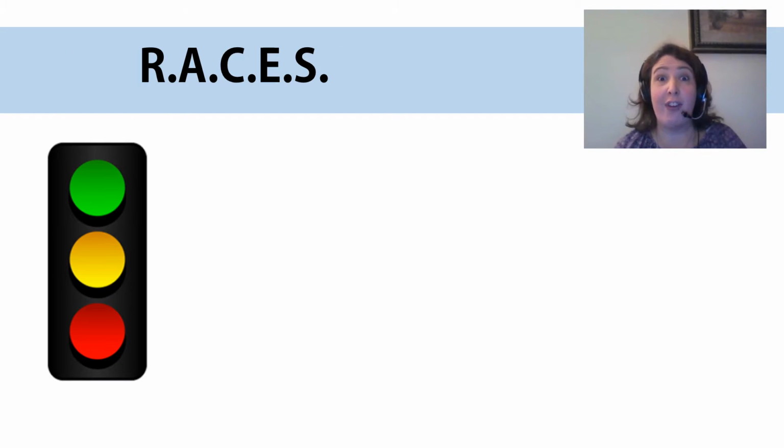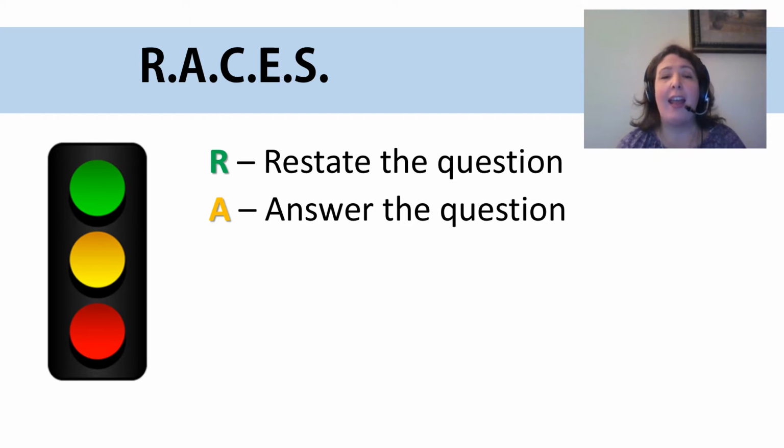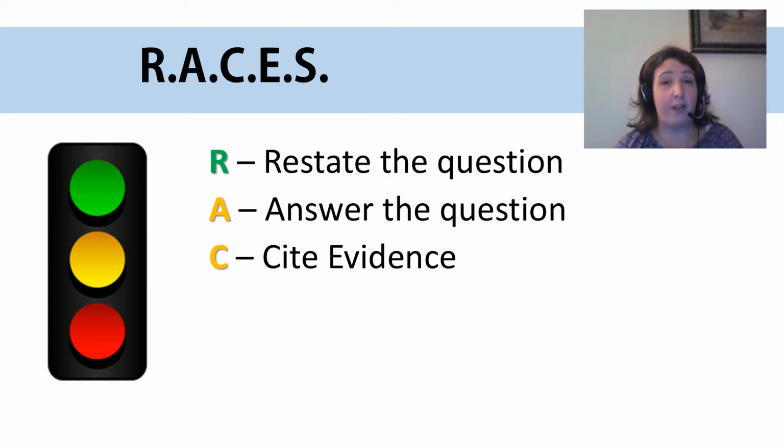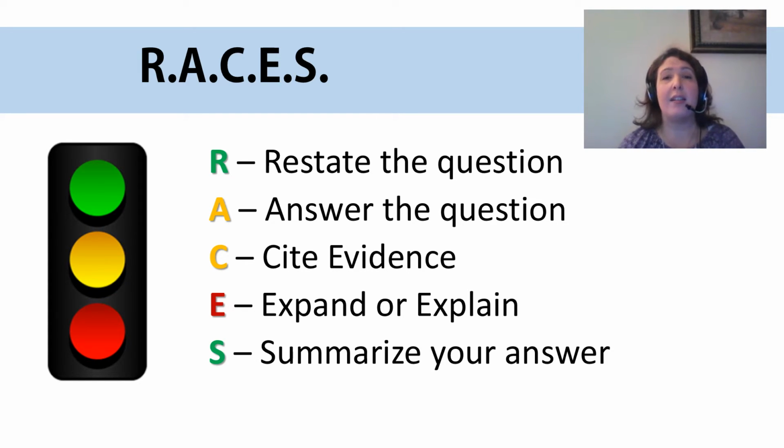All right, let's define what RACES stands for, this acronym. Each letter stands for a step in the strategy. R, we want to restate the question. A, answer the question. C, cite evidence of our answer. E, expand or explain. And then S, summarize your answer. We're going to take a look at each one of these steps and how to apply it.